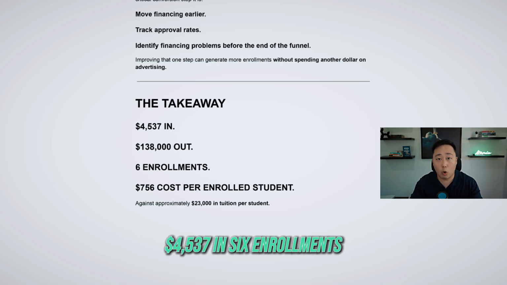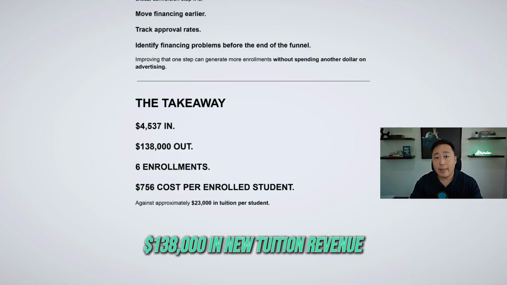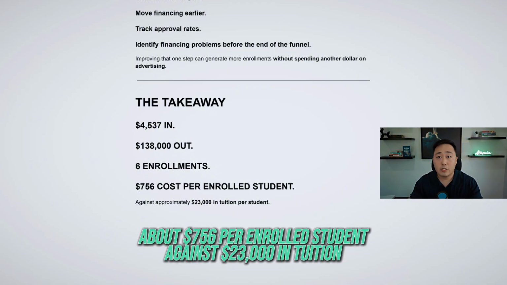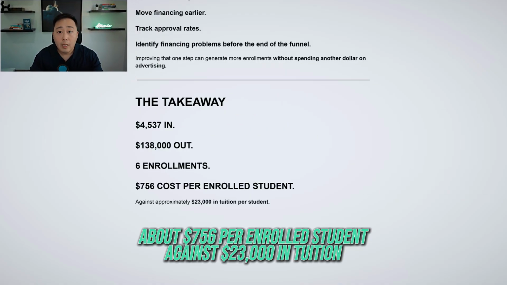$4,537 in ad spend, 6 enrollments, $138,000 in new tuition revenue, about $756 per enrolled student against $23,000 in tuition.